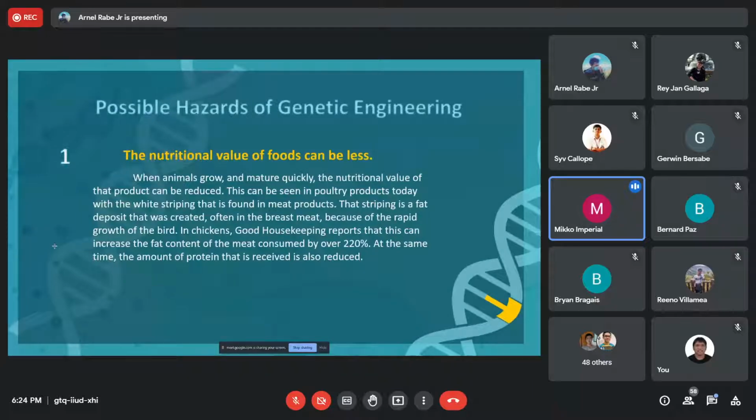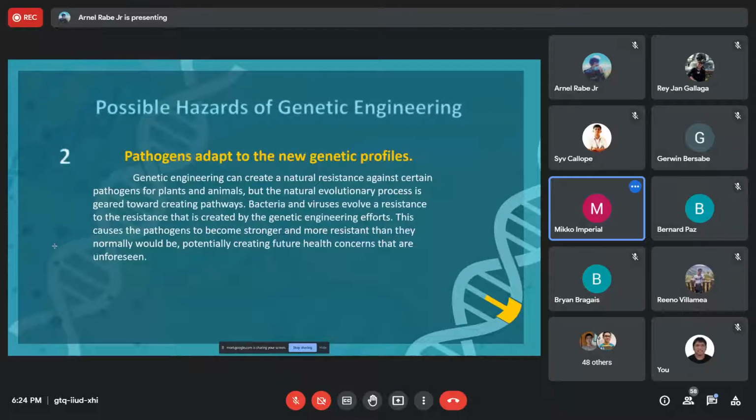Second is the pathogens adapt to the new genetic profiles. We know that genetic engineering can create a natural resistance against certain pathogens for plants and animals. But the natural evolutionary process is geared toward creating pathways.